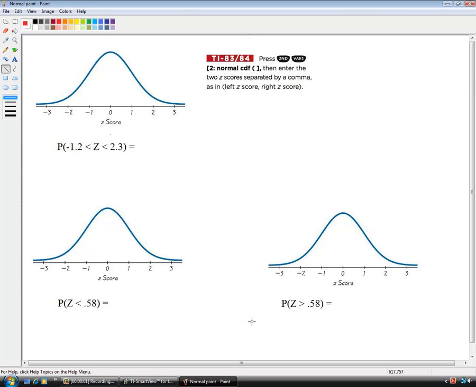Alright, now we're going to calculate some probabilities using the standard normal distribution. We know that because we have the z in each of these problems, and I've given you graphs with z-scores below, so these are the z distributions.